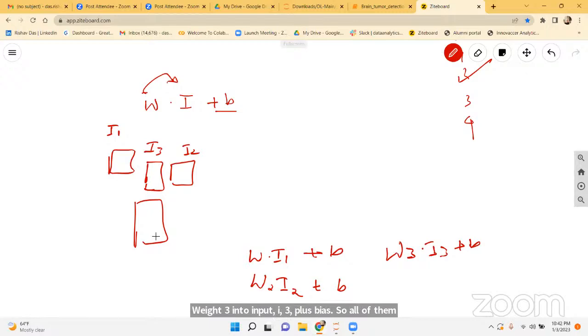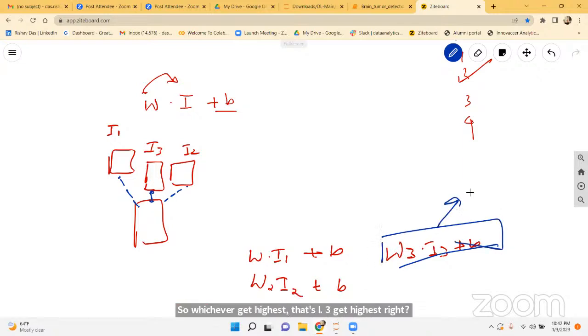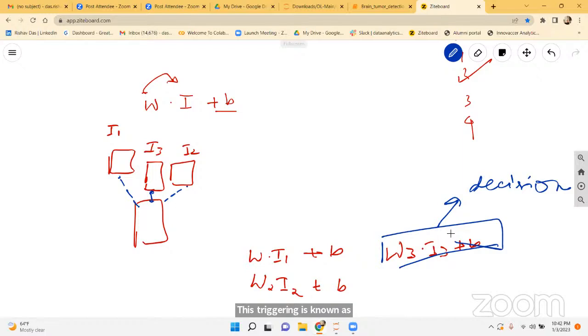But how much acceleration you will make will depend upon these three vehicles, right? So which one will you focus on more? The middle one, right? Because the distance is lesser, whereas the others are a bit far away. I3 is my main focus. So the weightage for I3 will be a bit higher because it has a lesser distance, whereas the weightage for I2 and I1 will vary. Whichever gets the highest, that's I3, will get triggered to make your decision. This triggering is known as the activation function, meaning activate this particular weight and bias to make your decision.